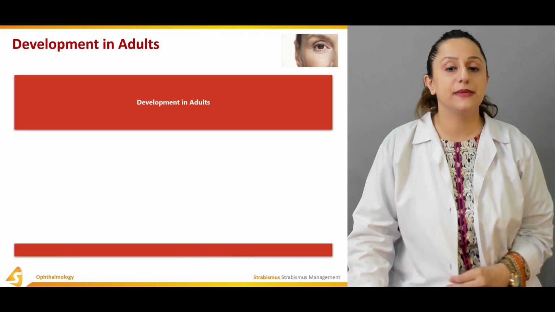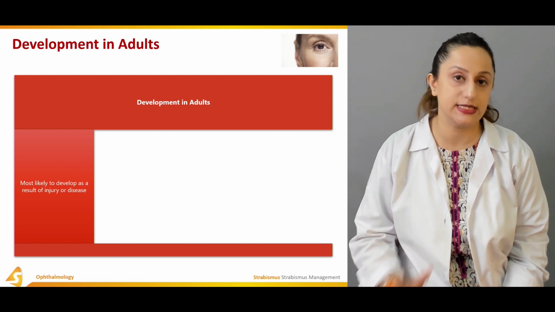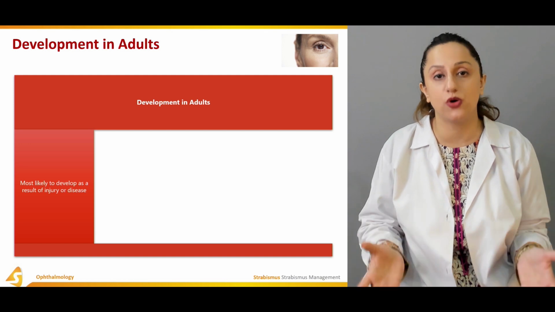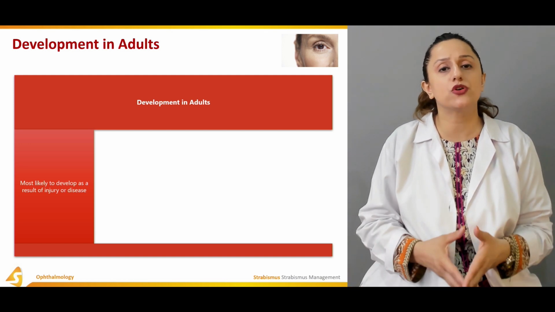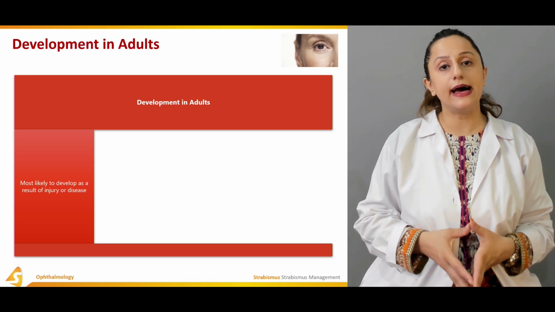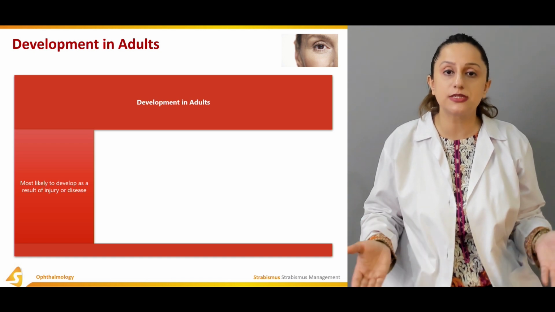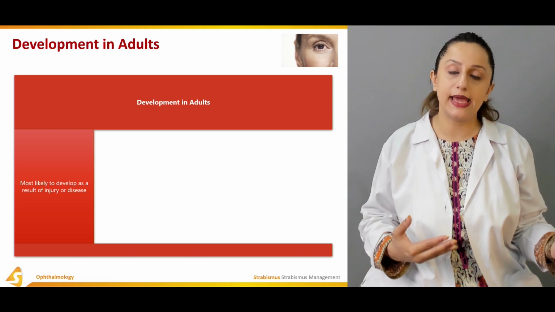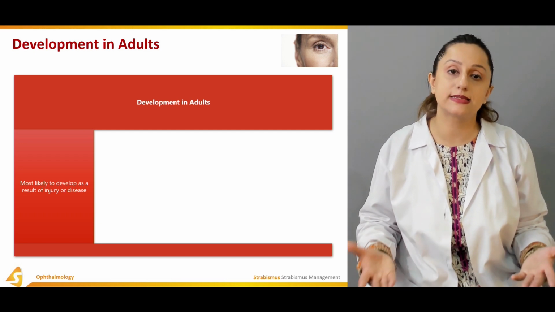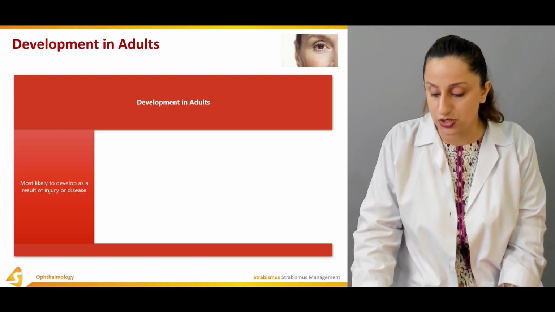Then we have the development in adults, which is most likely to occur as a result of injury or disease. Now, injury can be due to a lot of infectious or inflammatory causes. It can be due to any sort of head trauma of an intensity which can cause nerve damage. On the other hand, we have a lot of diseases, for example, if the patient has Down syndrome, or if he or she has a TIA, a CVA, or a stroke. Thyroid diseases are again going to be one of the causative factors for the development of strabismus in adulthood.